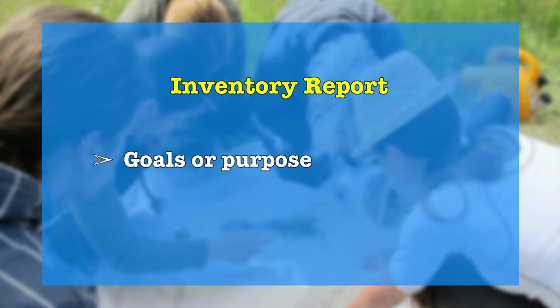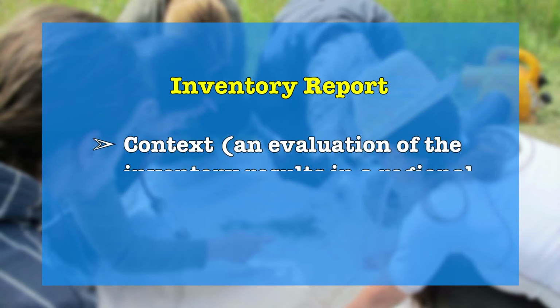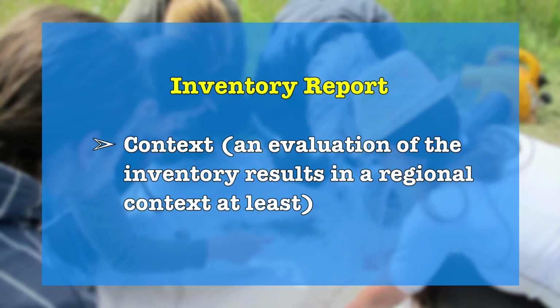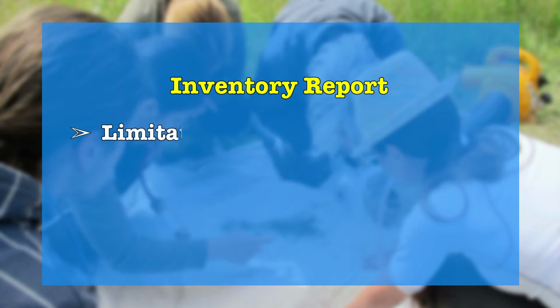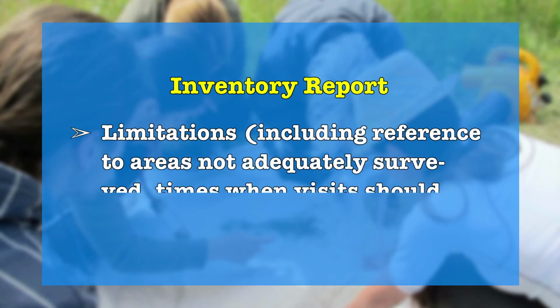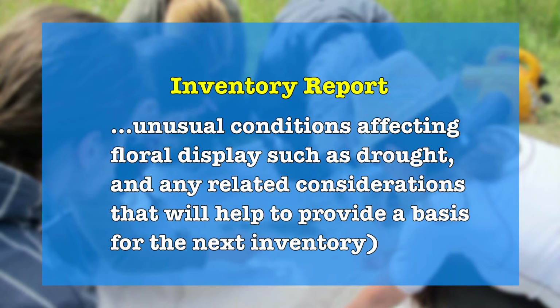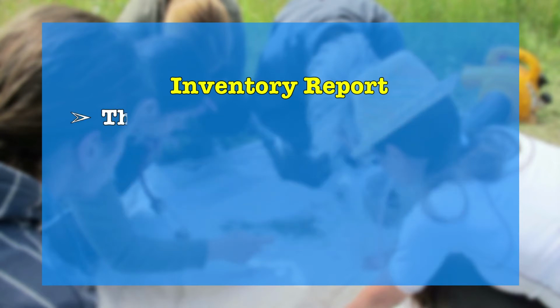Number 2, goals or purpose of the inventory work. Number 3, context. An evaluation of the inventory results in a regional context at least. Limitations, including reference to areas not adequately surveyed. Times when visits should have been made but were not. Unusual conditions affecting floral display such as drought and any related considerations that will help to provide a basis for the next inventory. And threats.